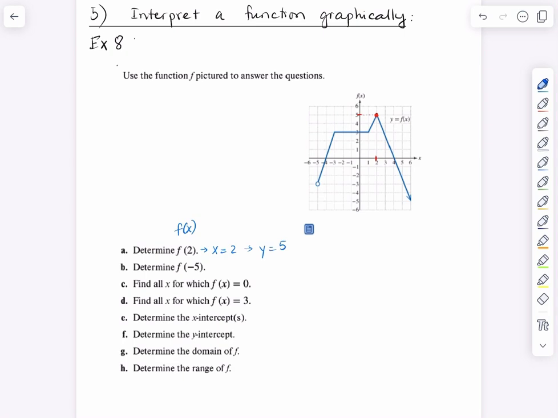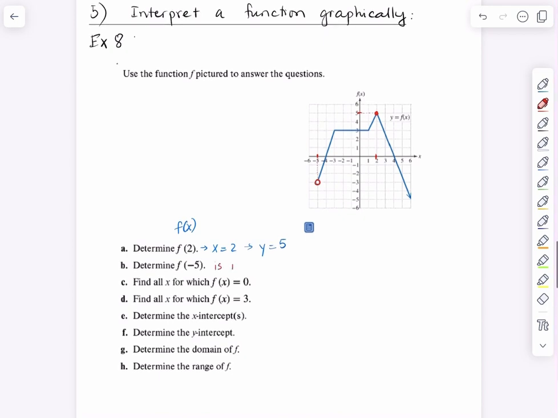The second one, part B, determine f of negative 5. So again, x is negative 5. So over here, now we'll have to look for a point on the graph. This time it's going to go down this way. Here's the point on the graph where x is negative 5. However, because this is an open circle, that means that point doesn't exist. So the answer for B should be it's not defined.